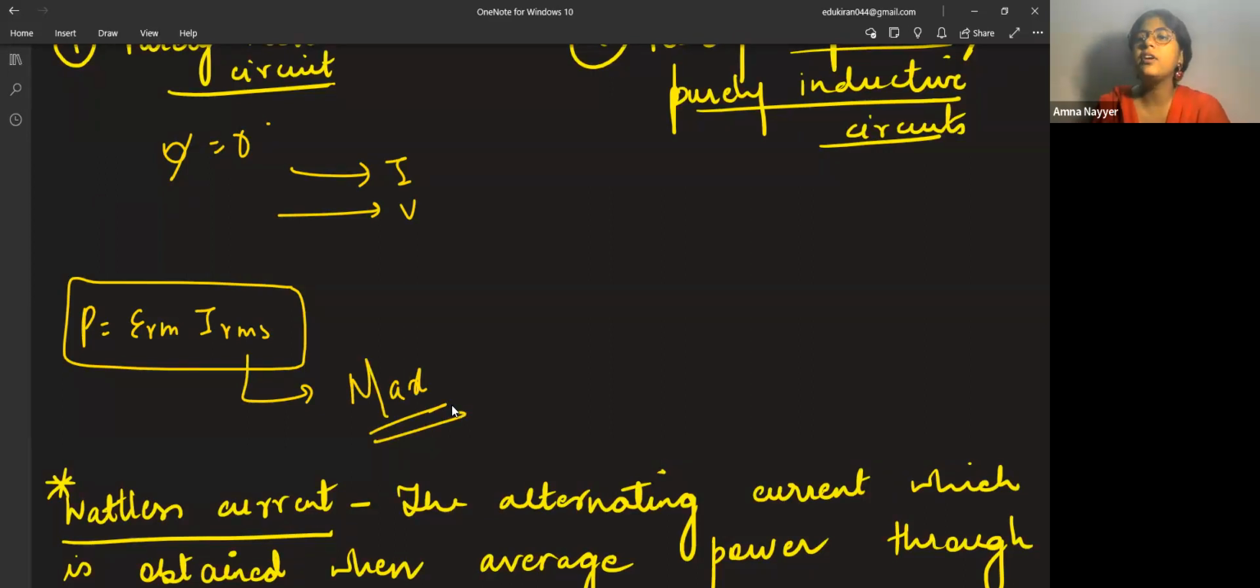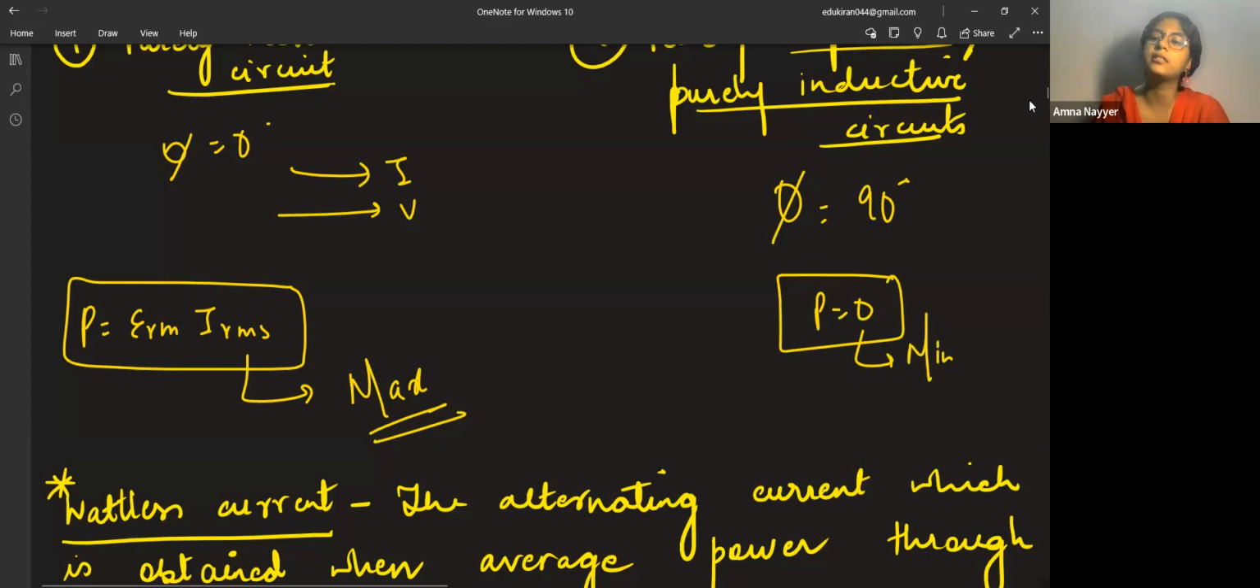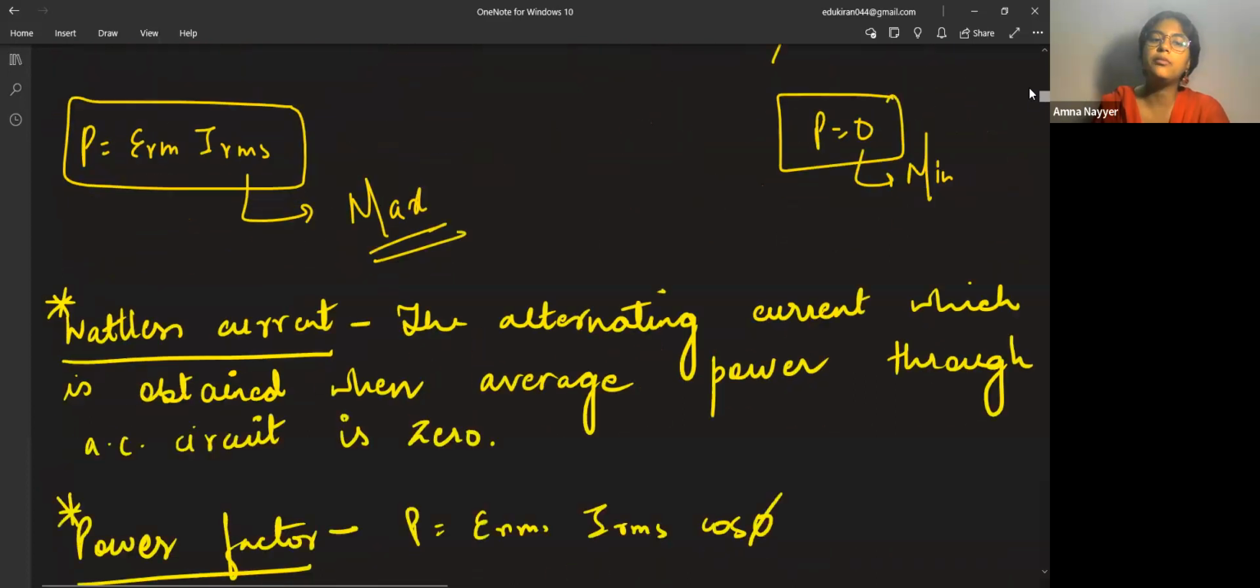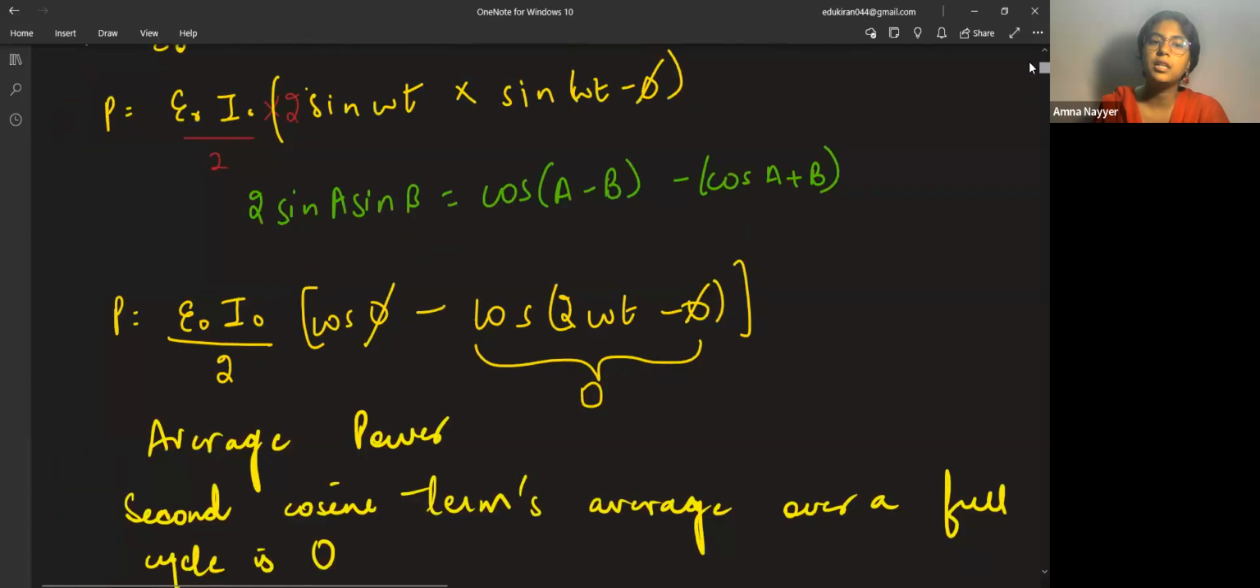And when we are talking about an inductive circuit or a capacitive circuit, for both of these circuits phi is 90 degree. So directly cos 90 will become 0. So you are getting the minimum value of power. Note it down from here.